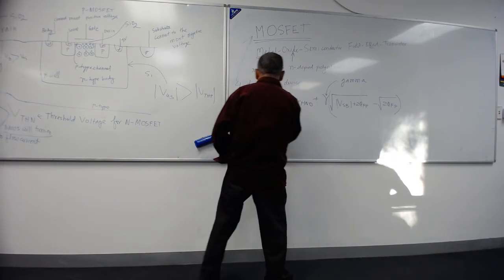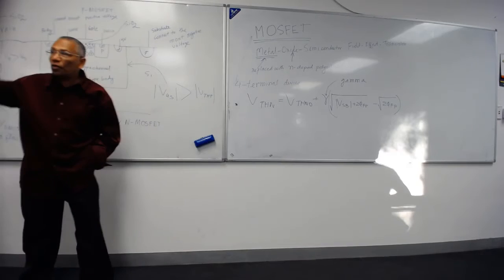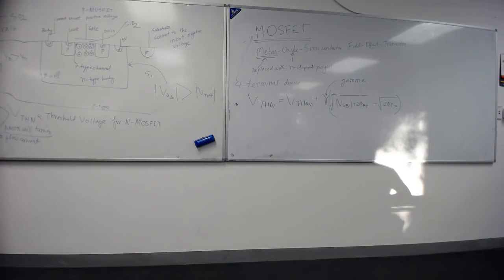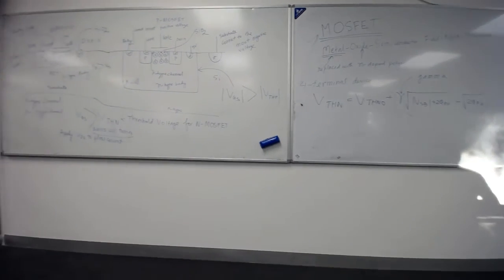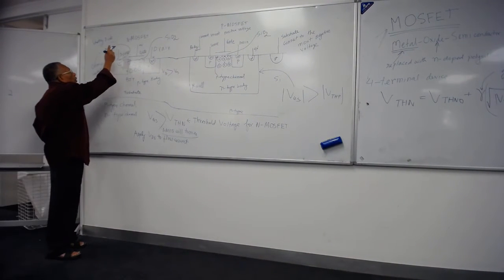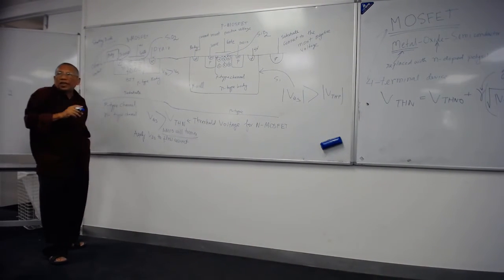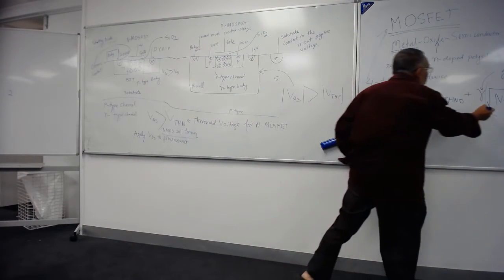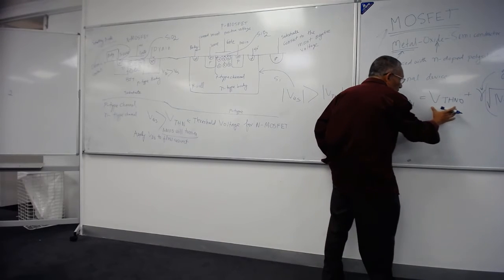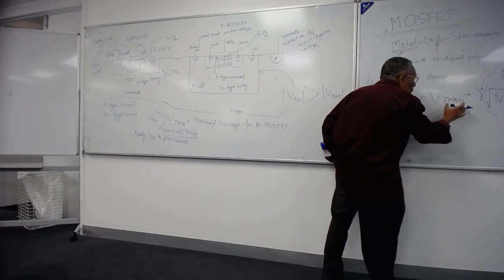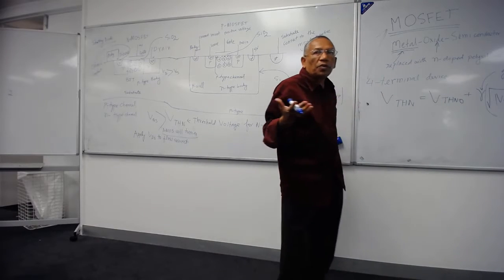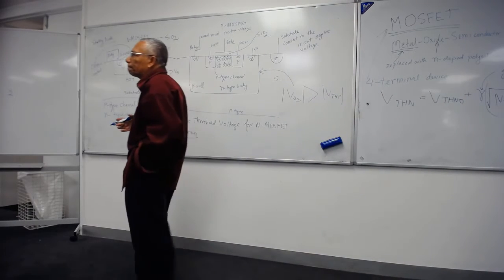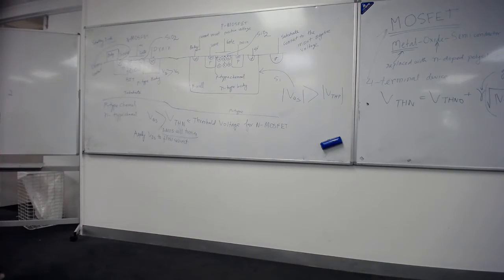That means the threshold voltage of the NMOS at 0 voltage between the source and the body. If you short them together, then there is no voltage between the source and the body. In that case, this will go away, and your threshold voltage will be just VTHN0, that means 0 voltage between the source and the body. Do you understand? Can you see from there?